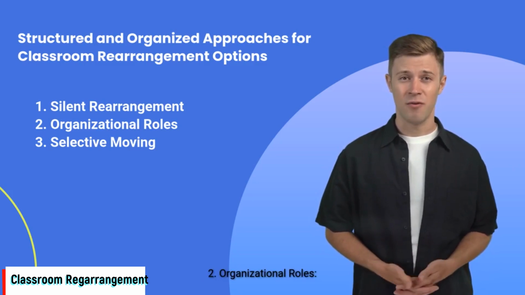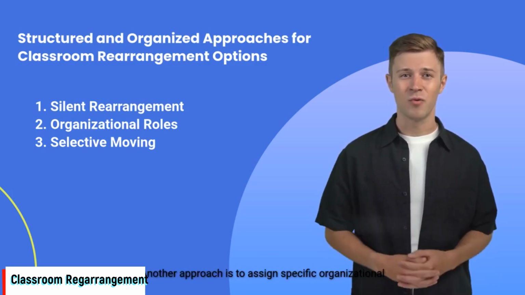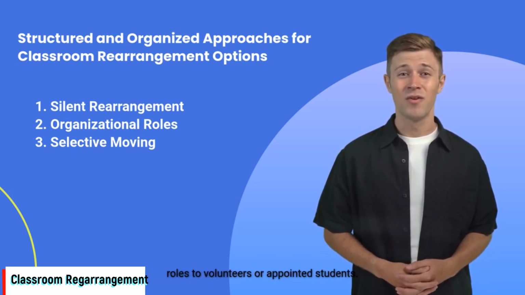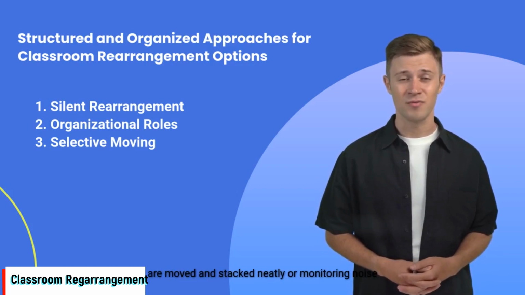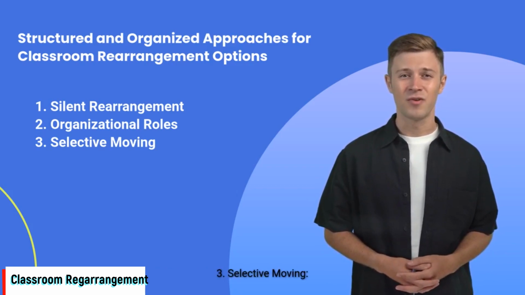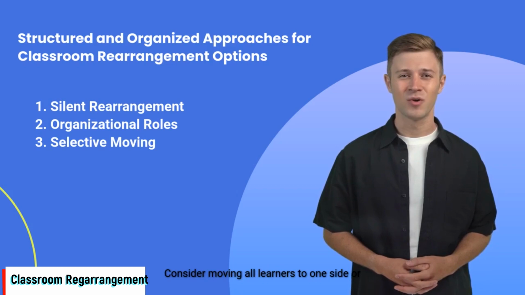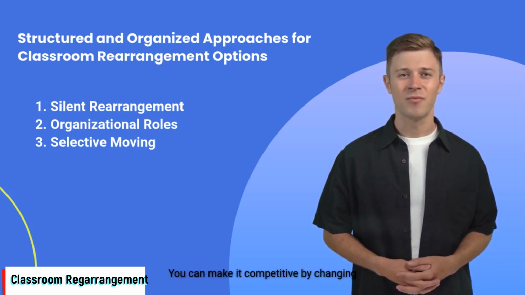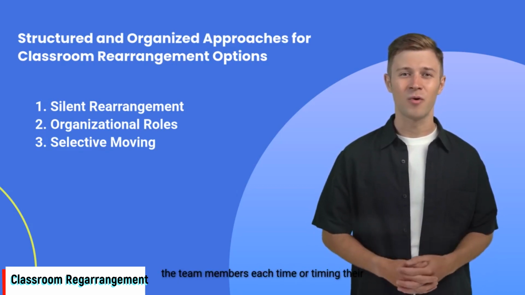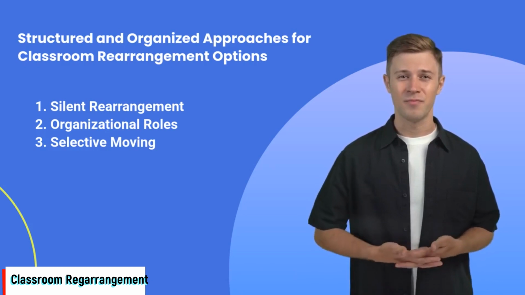2. Organizational roles. Another approach is to assign specific organizational roles to volunteers or appointed students. They can be responsible for ensuring chairs are moved and stacked neatly or monitoring noise levels. 3. Selective moving. Consider moving all learners to one side or corner of the room and assigning a small number of students to handle the actual moving. You can make it competitive by changing the team members each time or timing their performance.